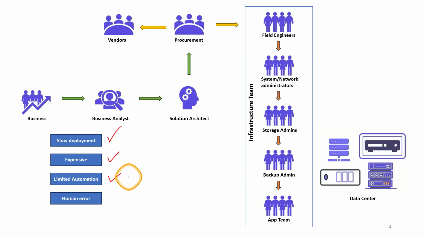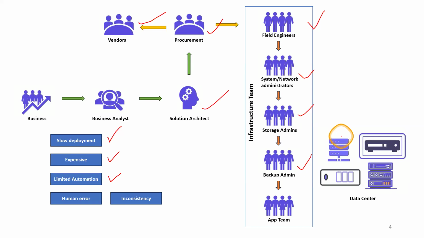The next thing is that with so many teams working behind the scenes on so many different tasks, the chances of human error are very high, which may result in inconsistency in the environment. Look here: the field engineer is working, the system admins, this team, this team, this team. So many teams are working behind the scenes. That's the reason the chances of human error are very high, which may result in inconsistency in the environment.